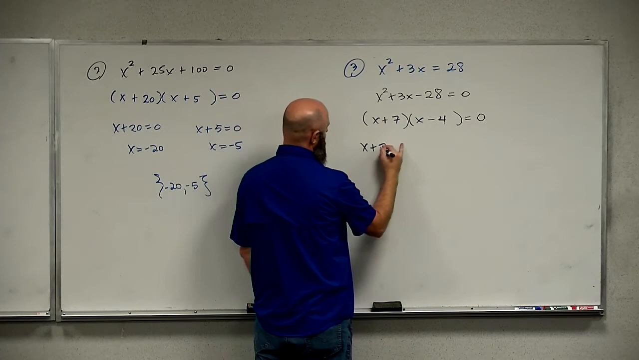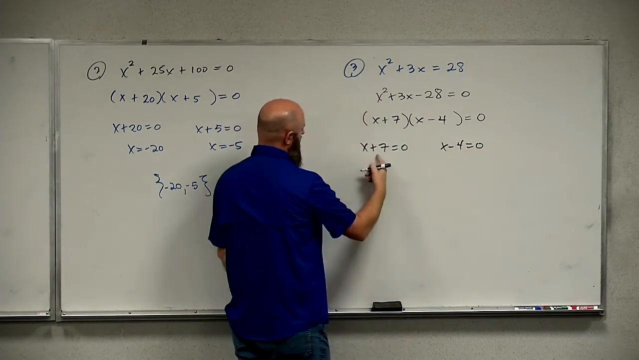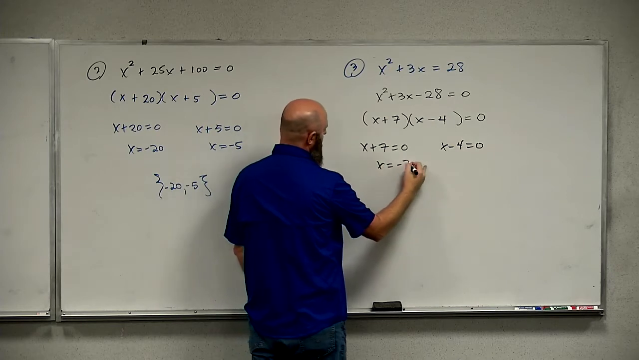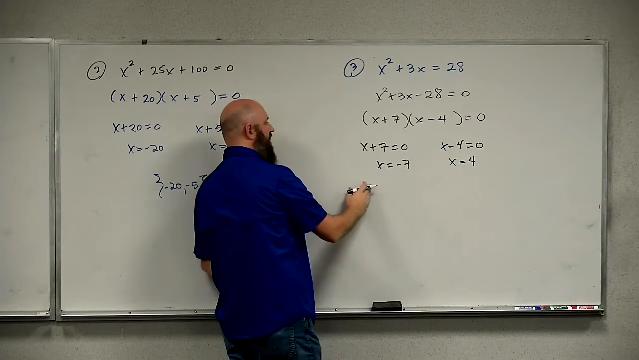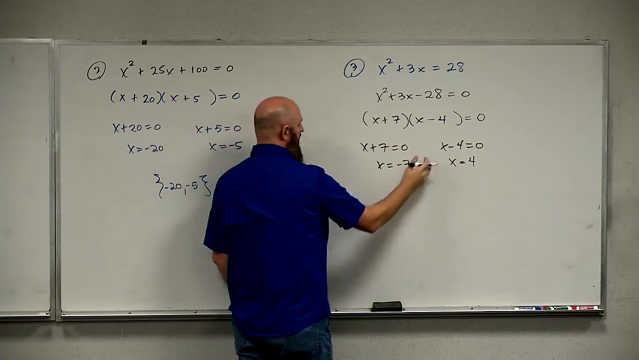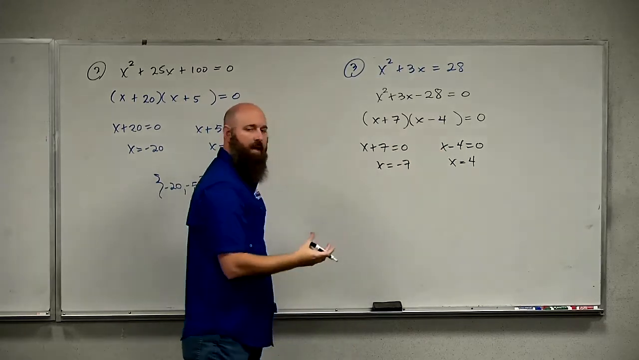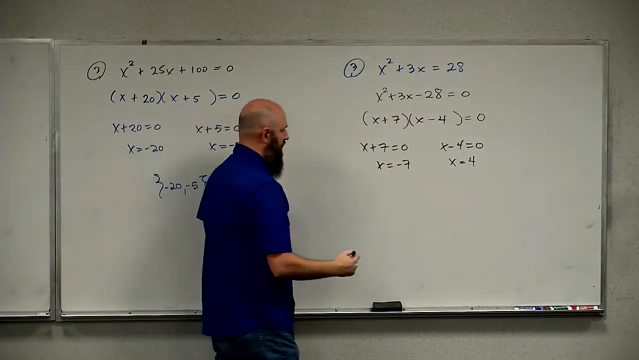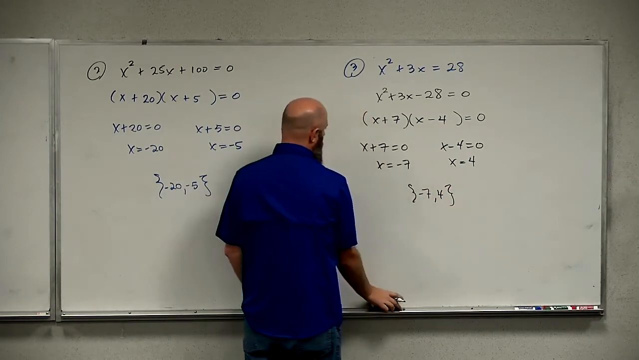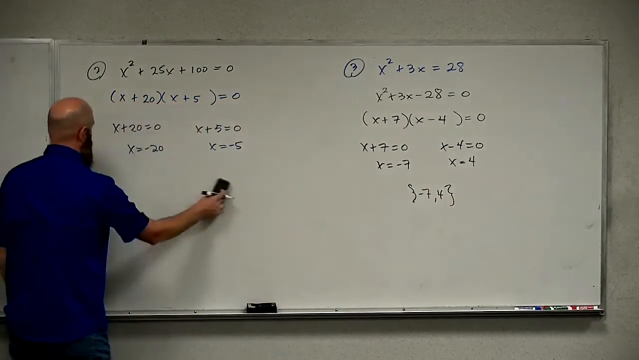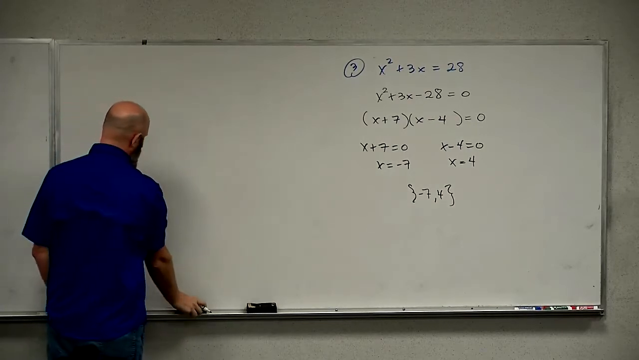All right, so x plus 7 equals 0. X minus 4 equals 0. So I'm going to move that over. So x equals -7 and x equals 4. And I do need to see all of this, okay? I need to see you separating it. I need to see those pieces where you set it equal to 0, not making big assumptions when you're showing your work. So -7 and +4 are my solutions.